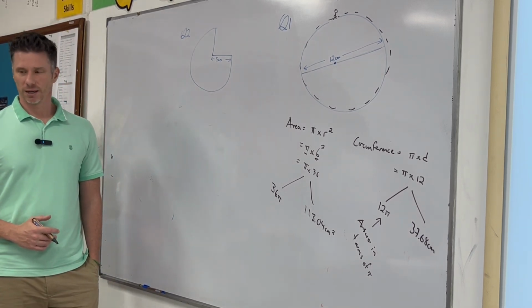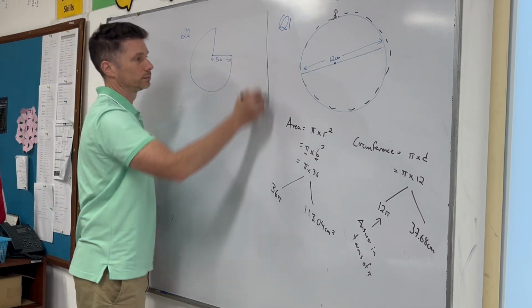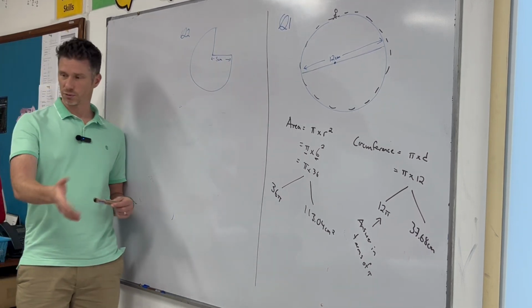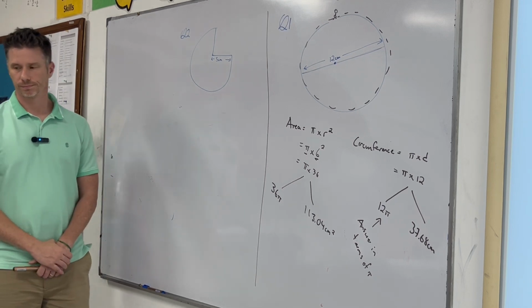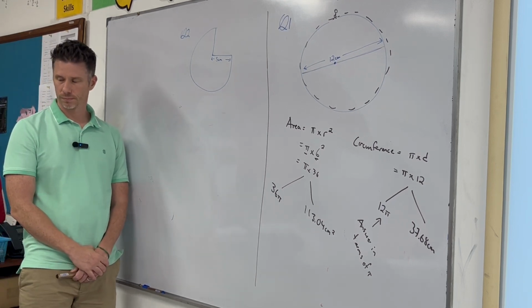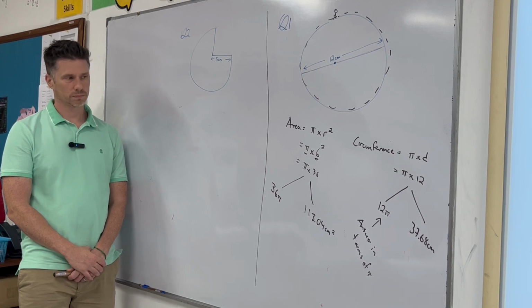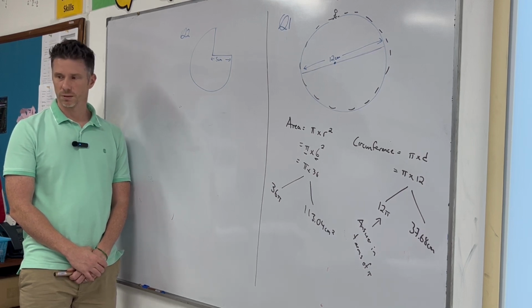Okay. Yeah. What if you don't know pi on your calculator? Just use 3.14. I'm using 3.14. 3.14, I did that yesterday. 3.14 times, for example, 6 to find the area.